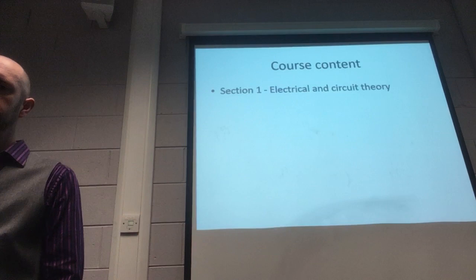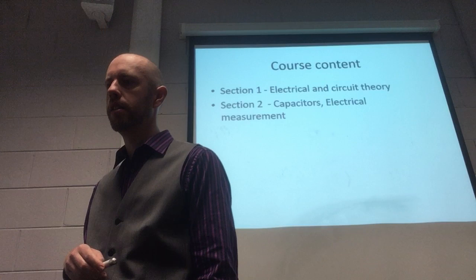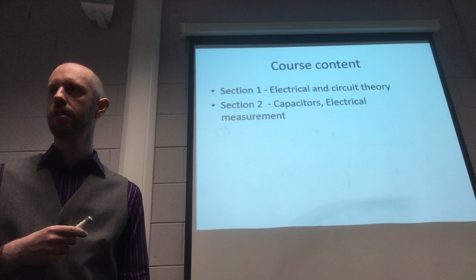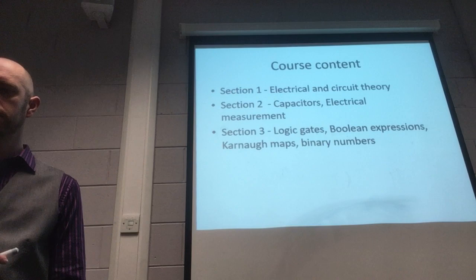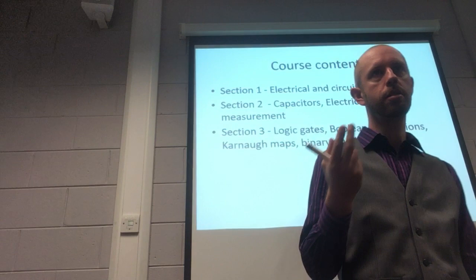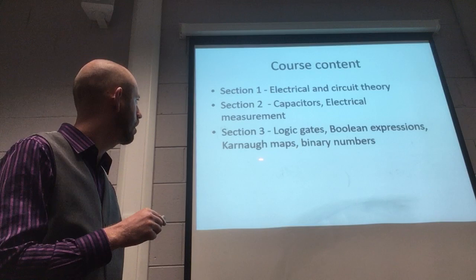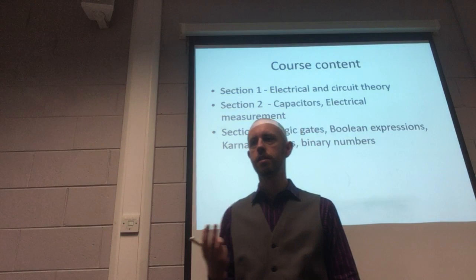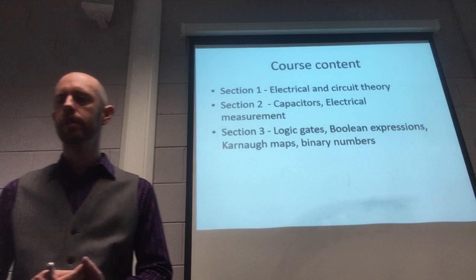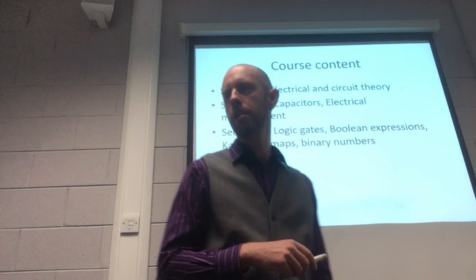So this is the course content. As I said, we've got section one, which will be on electricity and circuit theory. Then there's section two, which will be on capacitors and electrical measurements. And then finally, section three, which will be on logic gates and Boolean expressions. Boolean expressions are the mathematics that we use to describe logic gates. Logic gates are the building blocks of computers, so we'll go through what these actually are. And there's Karnaugh maps, which are ways of designing logic circuits, so simplifying logic expressions in order to build the simplest logic device to perform a particular logic operation. And we'll also look at binary numbers. So that is the course content, with these three sections.